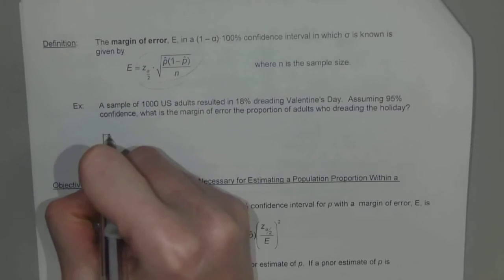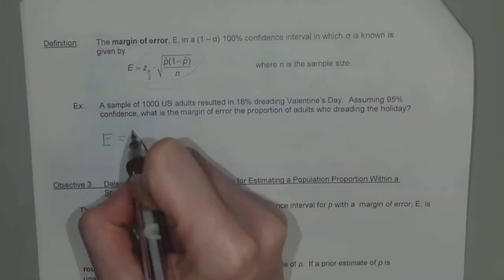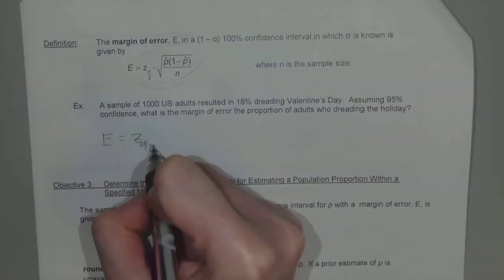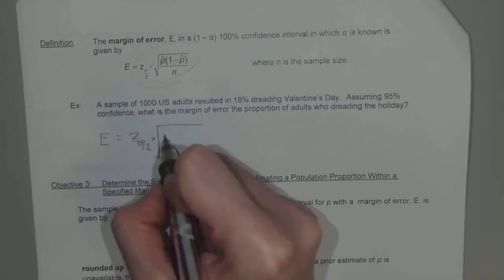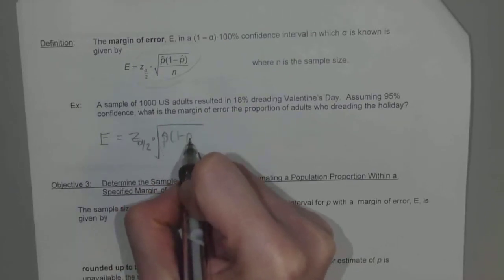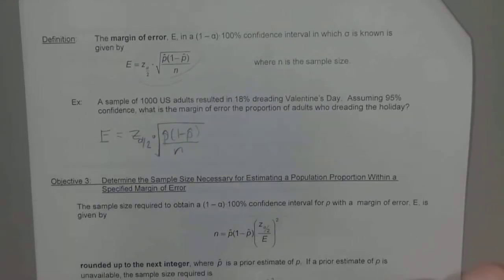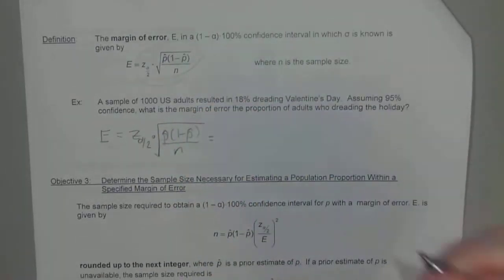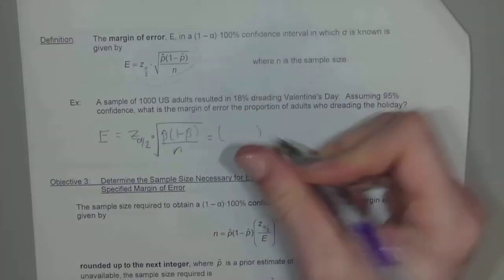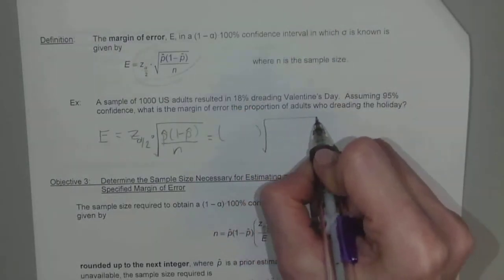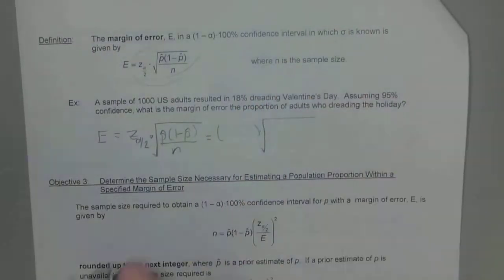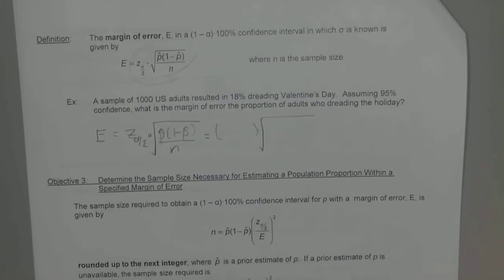So we're just going to steal that formula, E, and we're going to do Z alpha over 2 times the square root of our sample proportion, so P hat times 1 minus P hat all over N. I'm just stealing that formula from above. Again, let's skip the first part, Z alpha over 2, and let's fill in what we know. The critical value is always based on your confidence. We'll come back to it, but let's fill in our sample proportion, P hat.